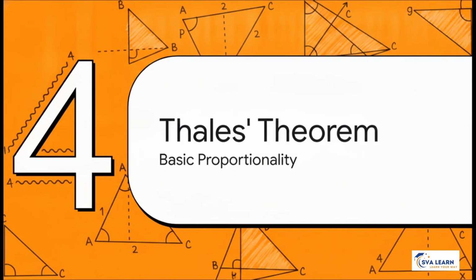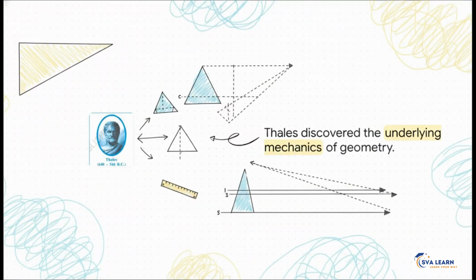Which leads us perfectly into part 4, Thales' brilliant theorem. That incredible alignment of ratios we just saw, totally not a coincidence. We owe this foundational discovery to Thales, a brilliant Greek mathematician from over 2,500 years ago. He's the detective who figured out the underlying mechanics of proportional geometry. Thales looked at the world, saw these relationships, and realized they weren't just random chance.